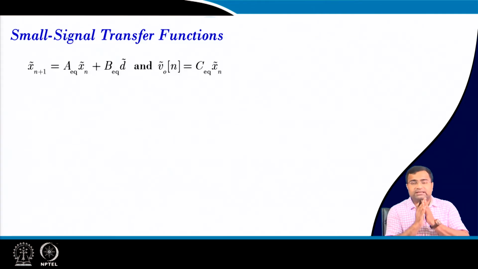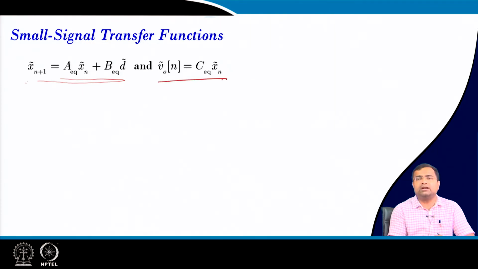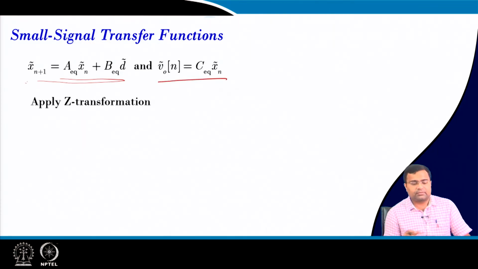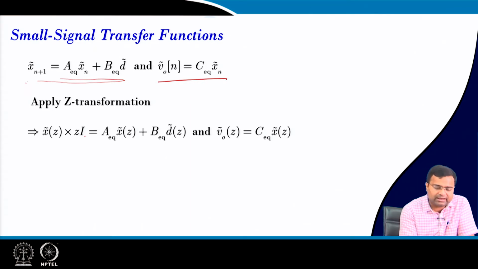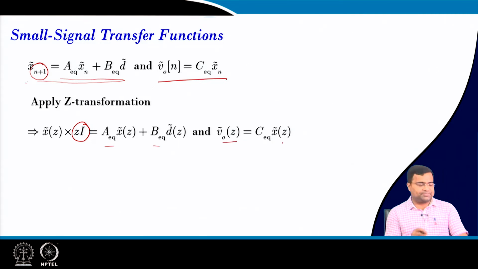Now, in discrete time we have to derive the transfer function. So we have one model, part of the state space model and part of the output model, all in discrete time. Then we apply the Z transform. If we apply the Z transform, we will get zI, because there is an n plus 1, and then all the A equivalent and B equivalent terms are there, and V0(z) equals C equivalent times X(z).